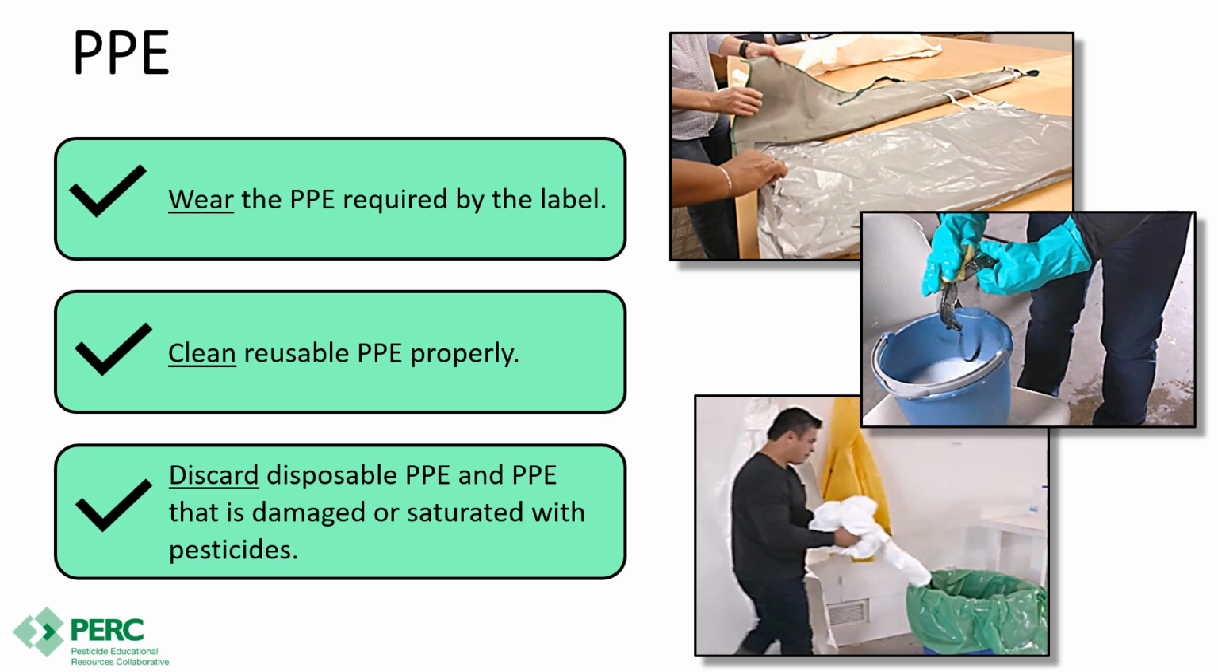Depending on the protection that is needed for the pesticide you are using, PPE is made from different types of materials and can be reusable or disposable. Reusable PPE, such as gloves, aprons, eye protection, coveralls, boots, and respirators, must be properly cleaned and maintained after each use. If PPE is torn or saturated with pesticides, throw it away. Never use damaged PPE and never clean and reuse single-use PPE.